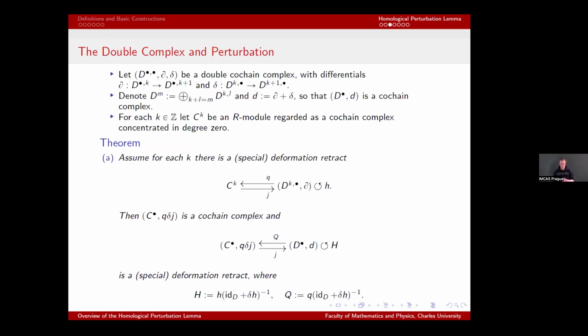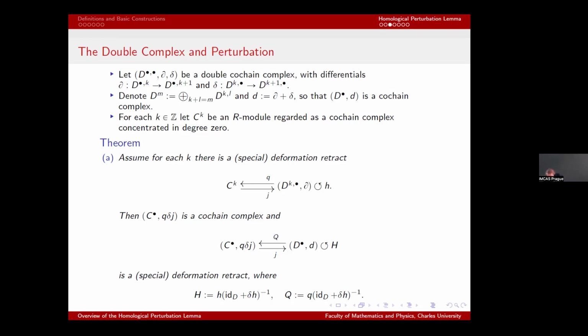Okay, and so the most important corollary, which I think Marvin will also then use in his talk, is the corollary about the double complex. So if we have a double cochain complex, where partial is the horizontal differential and delta is the vertical differential, we also denote by d this total cochain complex, and this is the total differential.